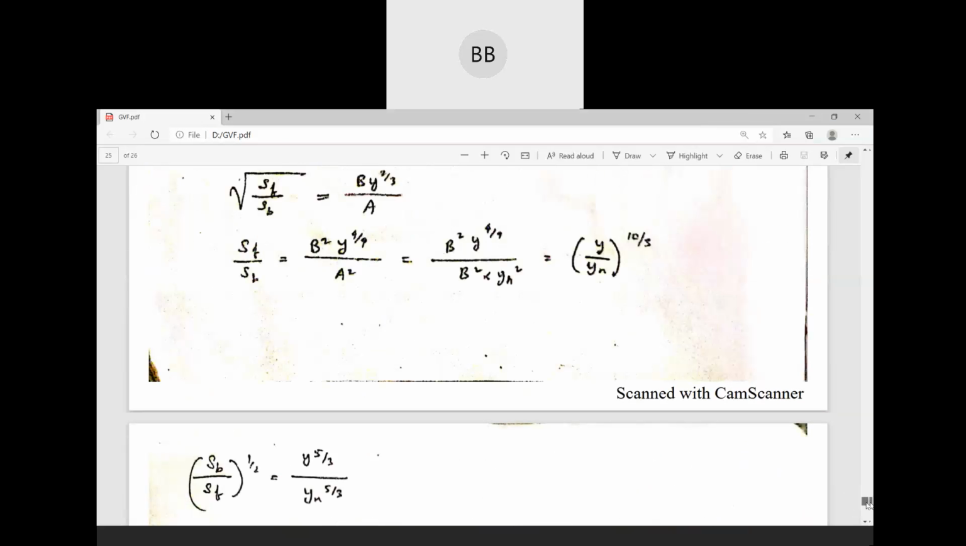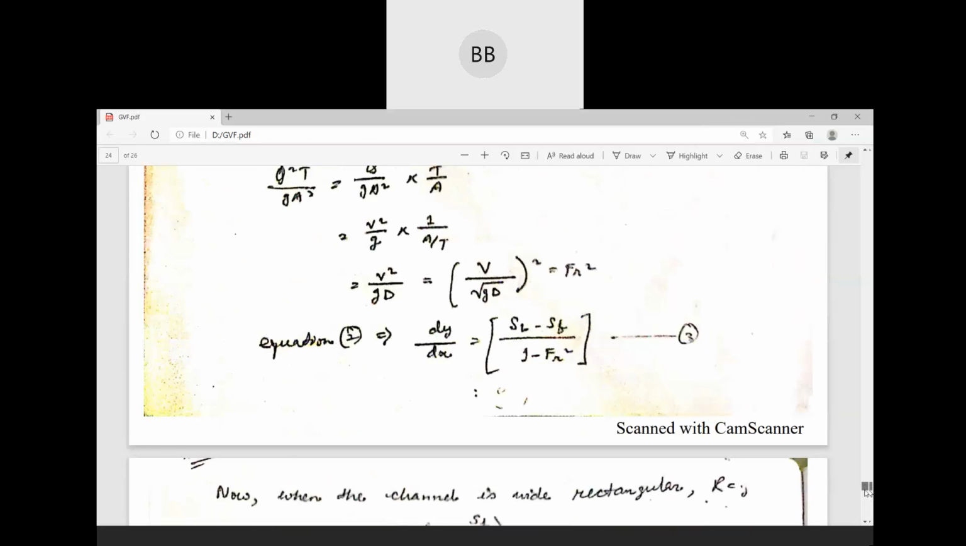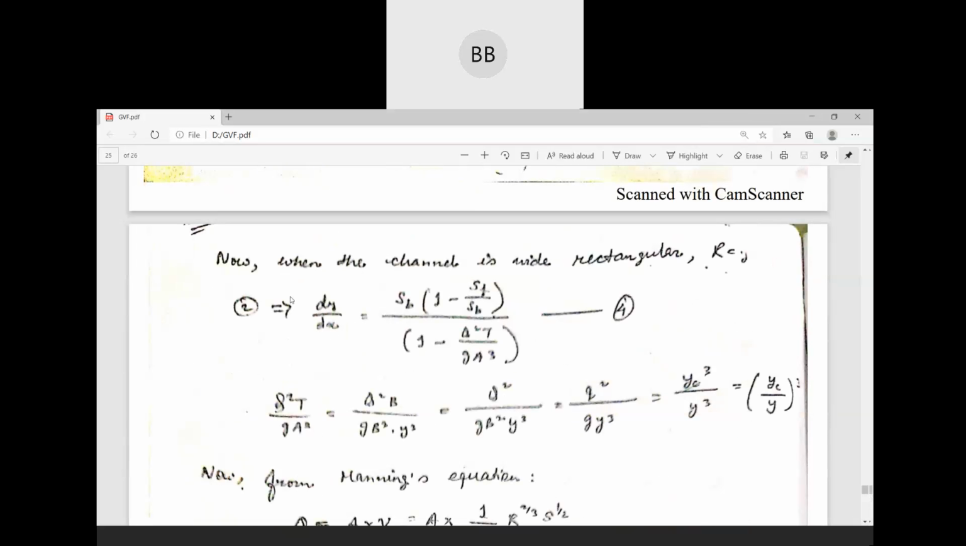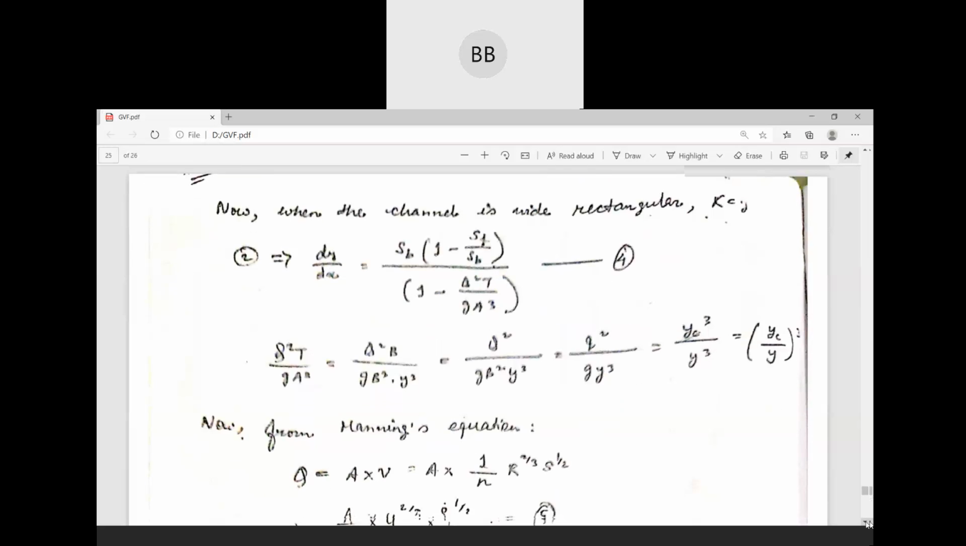So the next, see, in the very beginning we have the dynamic equation dy by dx equal to sb times 1 minus sf divided by sb. In place of that sf divided by sb, we are going to substitute the expression we have derived just now for a wide rectangle, and for q squared t by g a cube, we are going to substitute this expression, just to simplify the calculation.